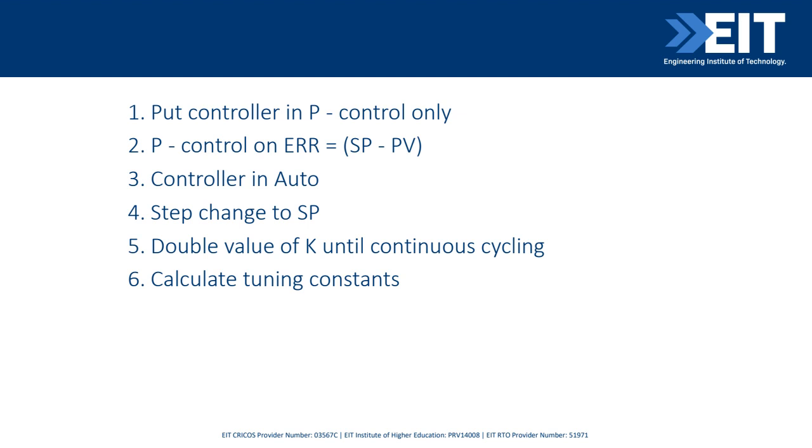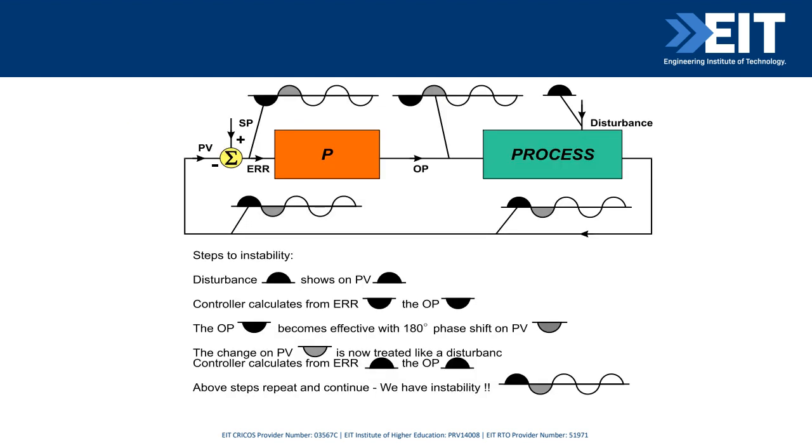So the most famous example that everyone talks about, which is unfortunately completely impractical, but it's a very nice consideration, is called Ziegler-Nichols control. What we do here is we put the controller into P control only, and we then put the controller into automatic mode. You make a step change, and then you double K until you get continuous cycling, and then you calculate the tuning constants. Here's the process, the loop. Put it into proportional control only. Why don't you put I and D control in your controller when you're working out tuning constants?